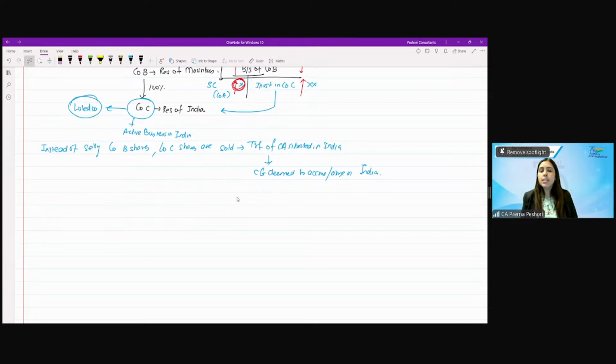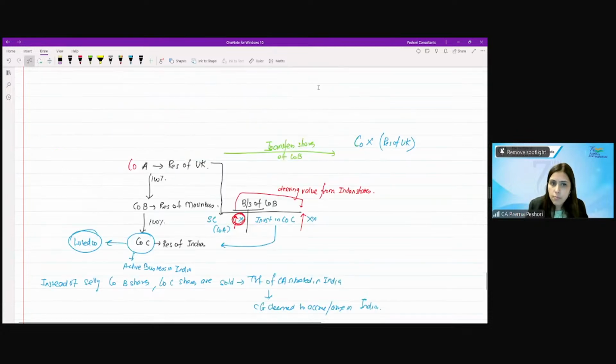Is everybody on the same page till now? Everybody clear about this transaction? Why we are selling company B shares instead of C? Is everybody understanding this? Yes or no? I need the answers. Yes or no? Yes?